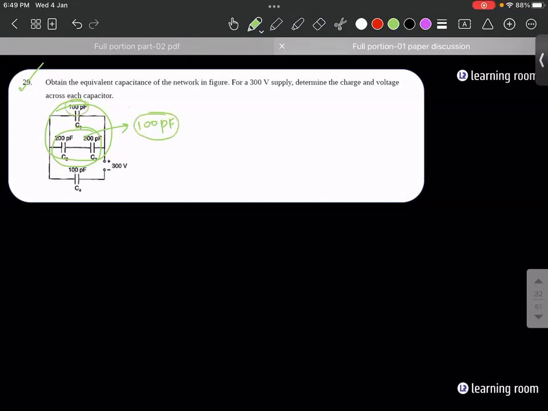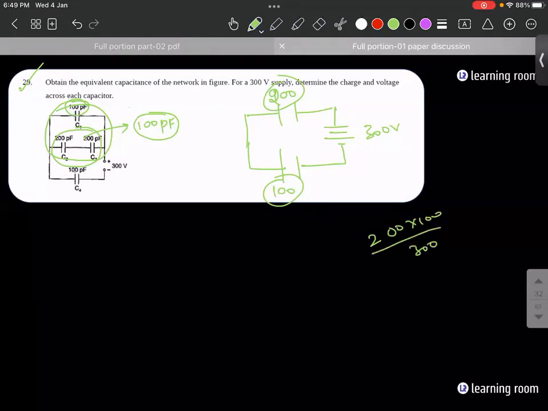Now this 100 and this 100, how are they connected? They are connected in parallel. So what will happen to the equivalent capacitance? This will be 200. This will be 100. And here you have 300 volt. How is this 100 and 200 connected? They are in series. So what will be the answer? 200 into 100 divided by 300. So it will be 200 by 3 picofarad. So that is going to be the equivalent capacitance.